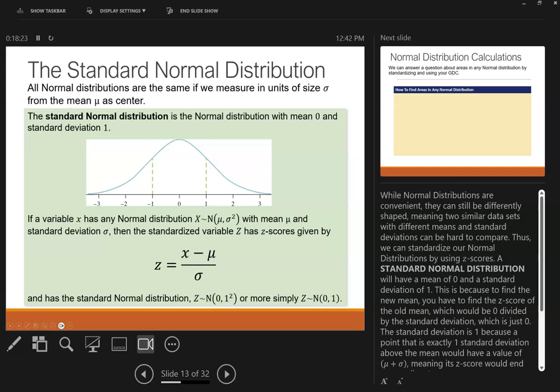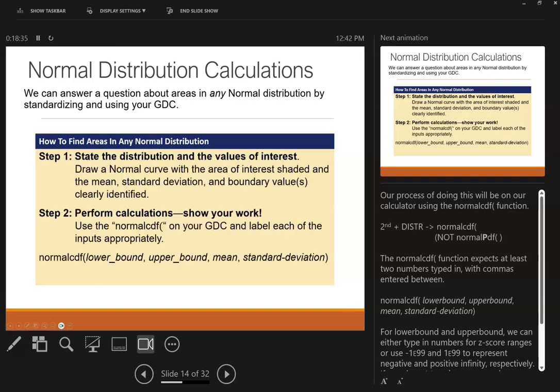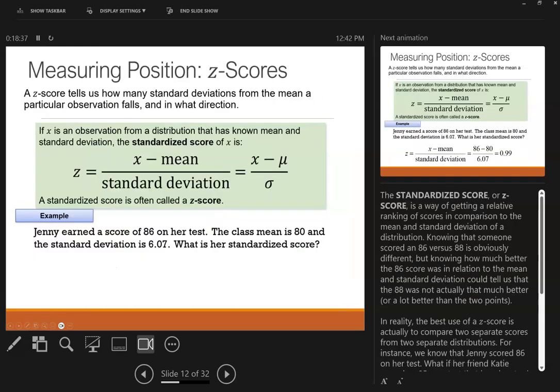So this is what I was saying. If I take a normal distribution and I convert all of its measurements into z-scores, we get something called a standard normal distribution. So if I take every measurement in my distribution and I subtract the mean from it, what is the new mean going to be? Zero, right?